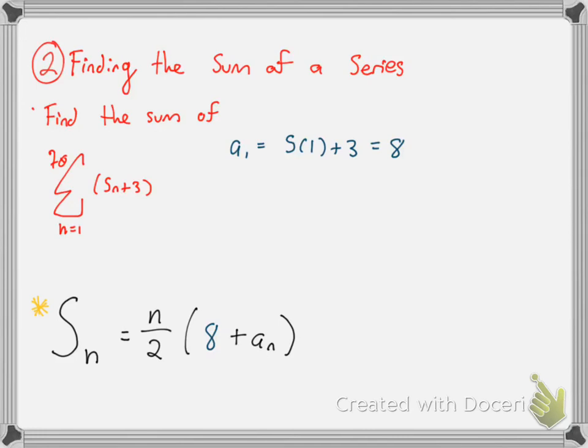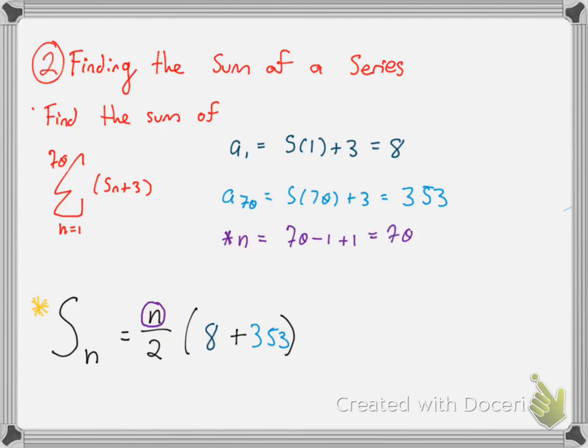For an, on the other end, I'm going to pick my upper limit. So I'm going to plug in 70 here. So I'm going to do 5 times 70 plus 3, which gives me 353. Finally, easiest step, if I want to find n, I'm going to take my upper limit minus my lower limit plus 1, which gives me 70. Plugging all this stuff in, I'm going to get 12,635.